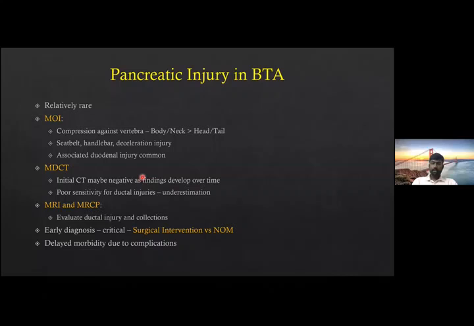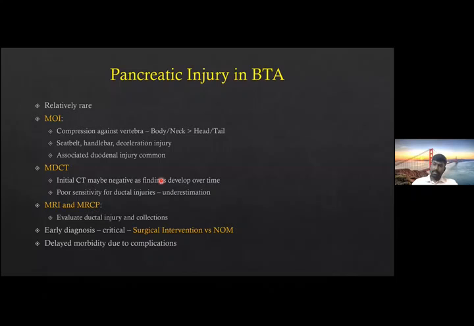A high index of suspicion has to be maintained while evaluating pancreatic trauma. In the initial CT, low-grade injuries of the pancreas are usually difficult to pick up. That is because pancreatic injuries are best picked up in the pancreatic venous phase. However, we acquire the early arterial and the portal venous phase. So in such a setting, picking up pancreatic injuries in the portal venous phase is quite difficult.